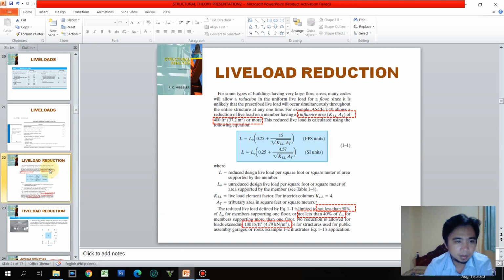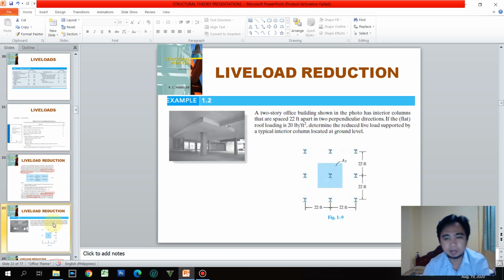Okay, so let us now have an example. A two-story office building shown in the photo has interior columns that are spaced 22 feet apart in two perpendicular directions. If the roof loading is 20 pounds per square foot, determine the reduced live load supported by a typical interior column located at the ground level.